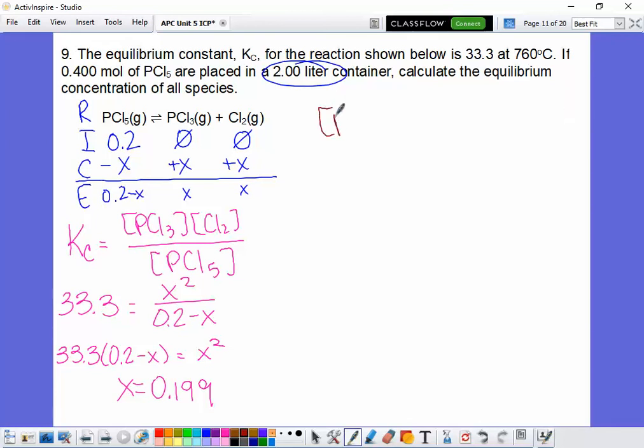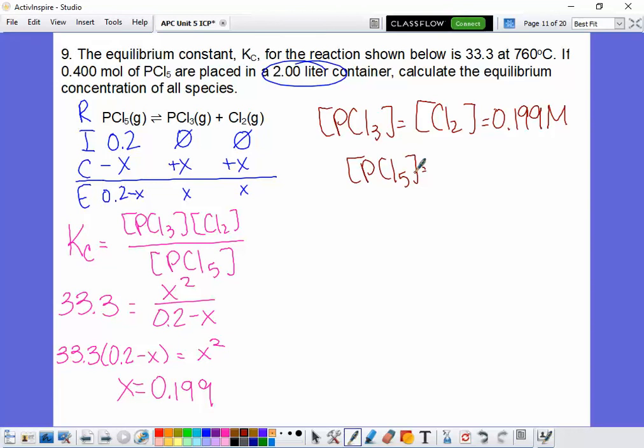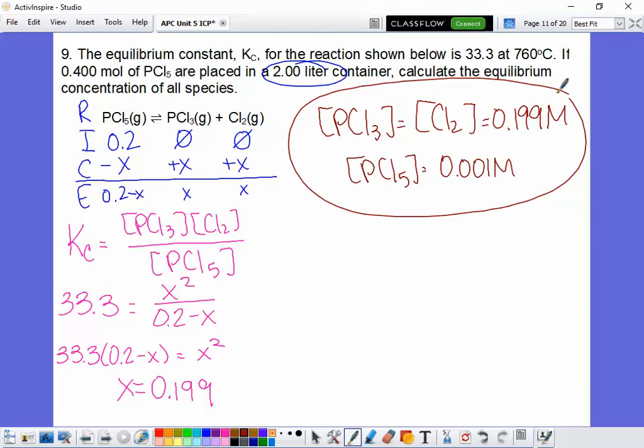So PCl3 and Cl2, they're the same thing because they are just x. So that's 0.199 molar. And then PCl5 is 0.2 minus 0.199, which is 0.001 molar. So we're going to have barely any PCl5 left over. No, because we're subtracting. So you're going to maintain decimal places when you add and subtract.